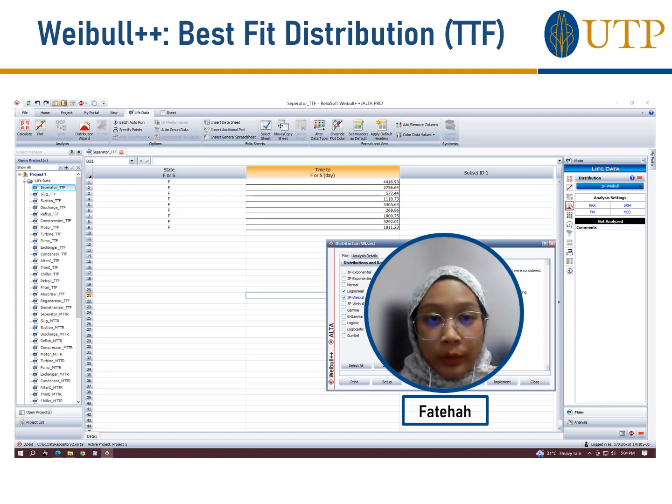We already have our raw data just now, so we input the data into the life data file available right over here. Now we would like to identify which distribution, either lognormal or Weibull distribution, suits the data that we have collected best, because these two distributions were the main interest in this semester. So click on the distribution wizard.